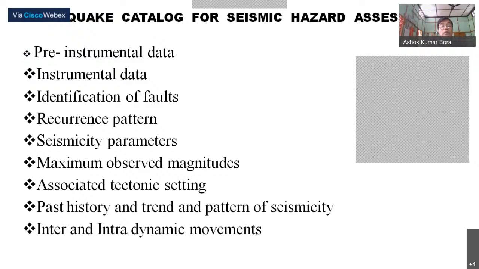Then maximum observed magnitudes will have to be generalized, that is, the probability of maximum magnitude likelihoods can be estimated. Associated tectonic setting along with the lineaments, faults, thrust, and past history and trend and pattern of seismicity. That is also very important, because the trend and pattern of seismicity will tell us the probable areas where we can expect high or moderate intensity seismic events.